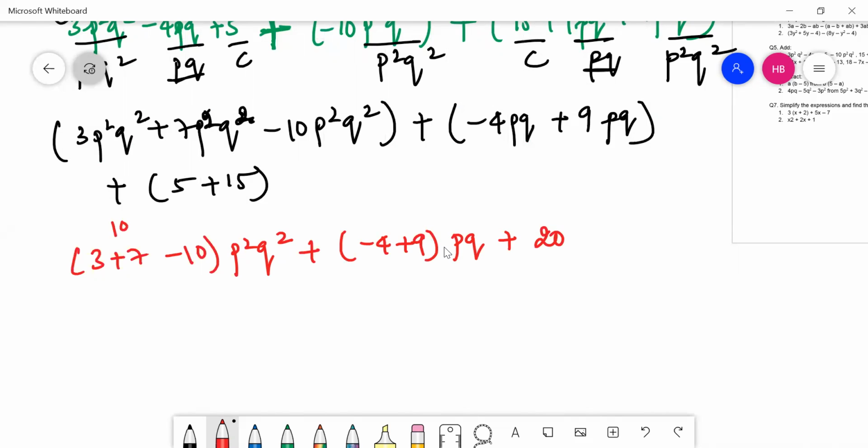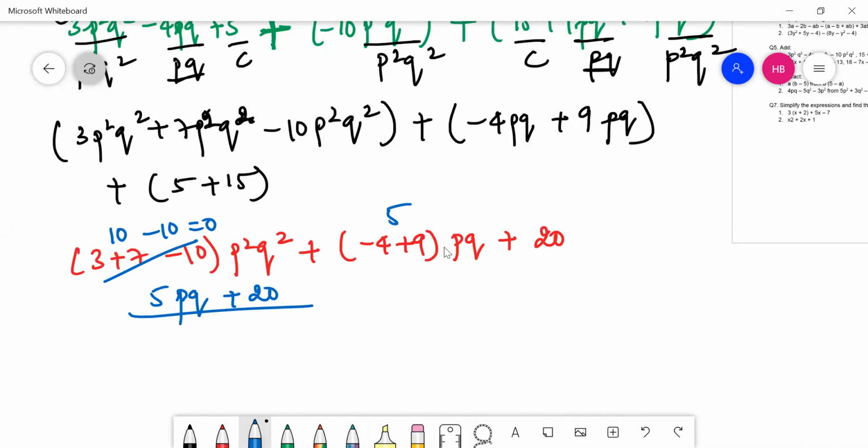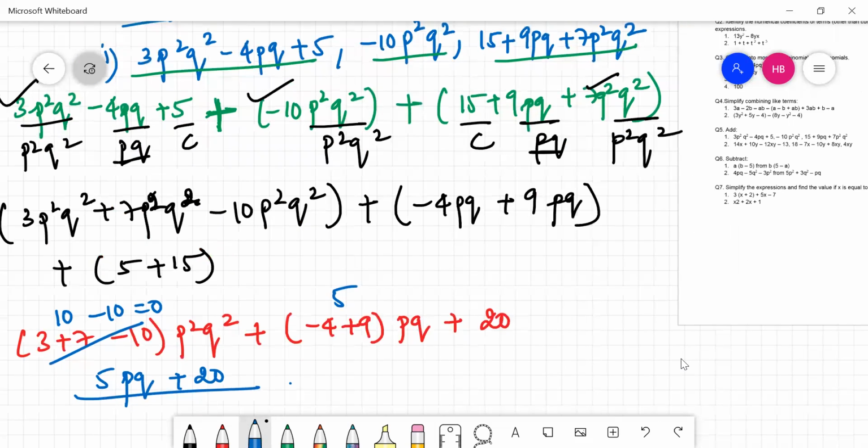7 plus 3 is 10. 10 minus 10 will give me 0, so I'll just cancel this out. 9 minus 4 gives me 5. So my answer will be 5pq plus 20. That is your answer if you add these three algebraic expressions together.